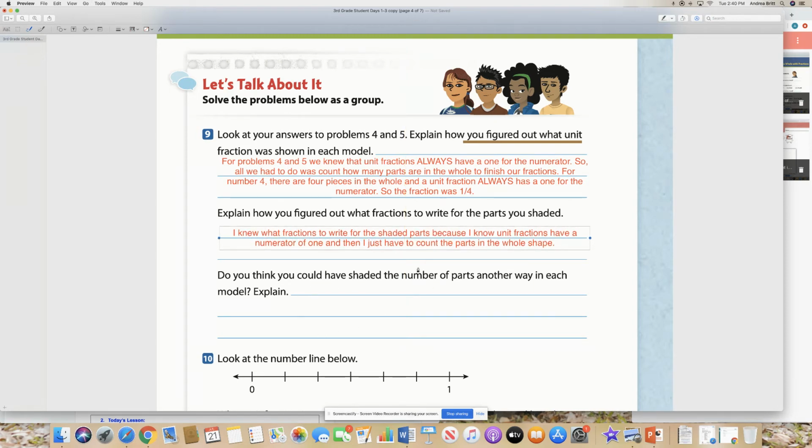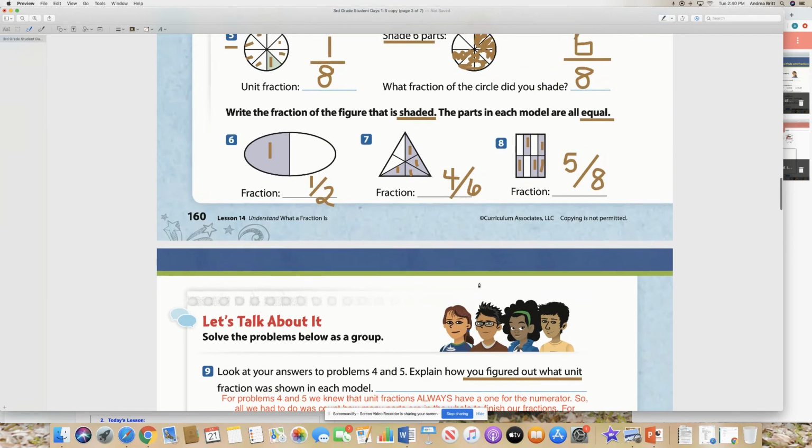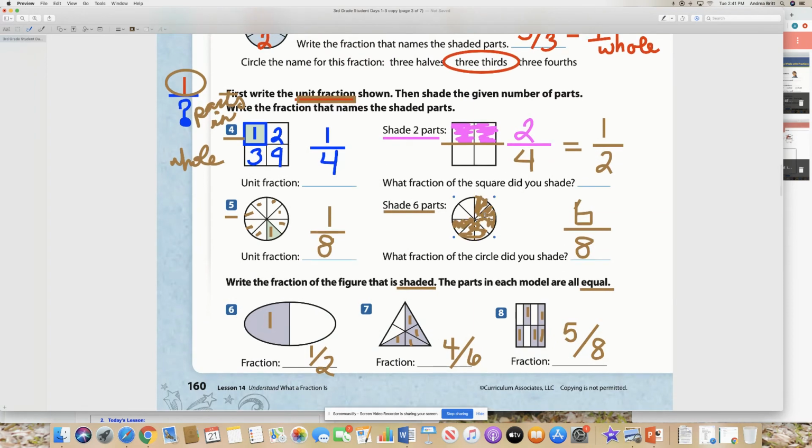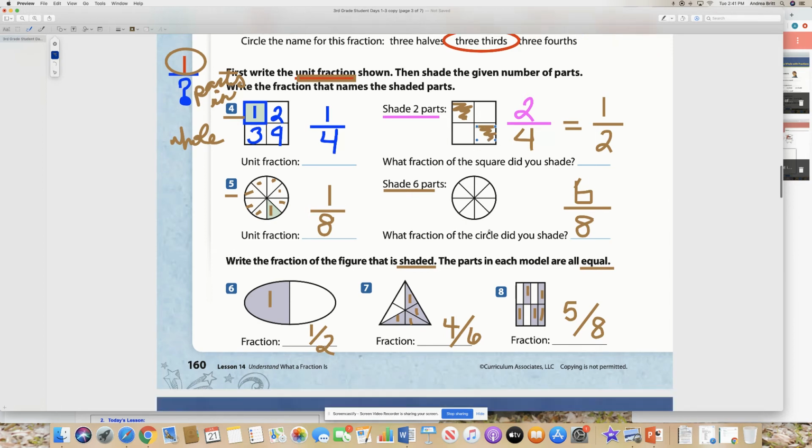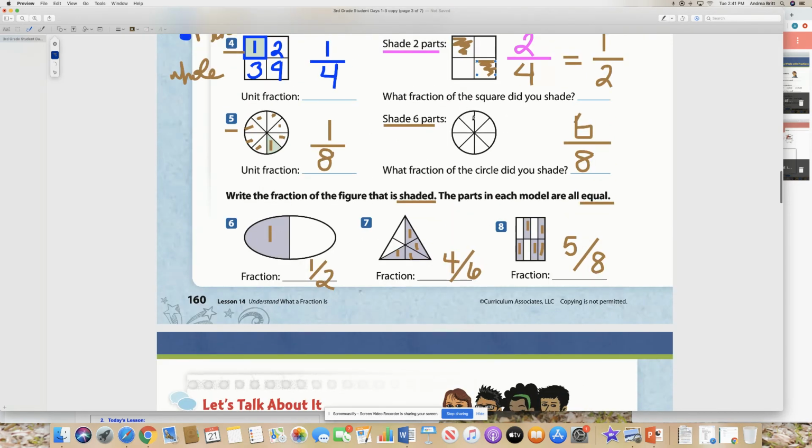Do you think you could have shaded the number of parts another way in each model? Do I think I could have shaded the parts a different way in each model? Well, if they're talking about this, then yes, I could have shaded 2 parts going this way, or I could have shaded 1 here and 1 here. So there's definitely more than one way to shade.